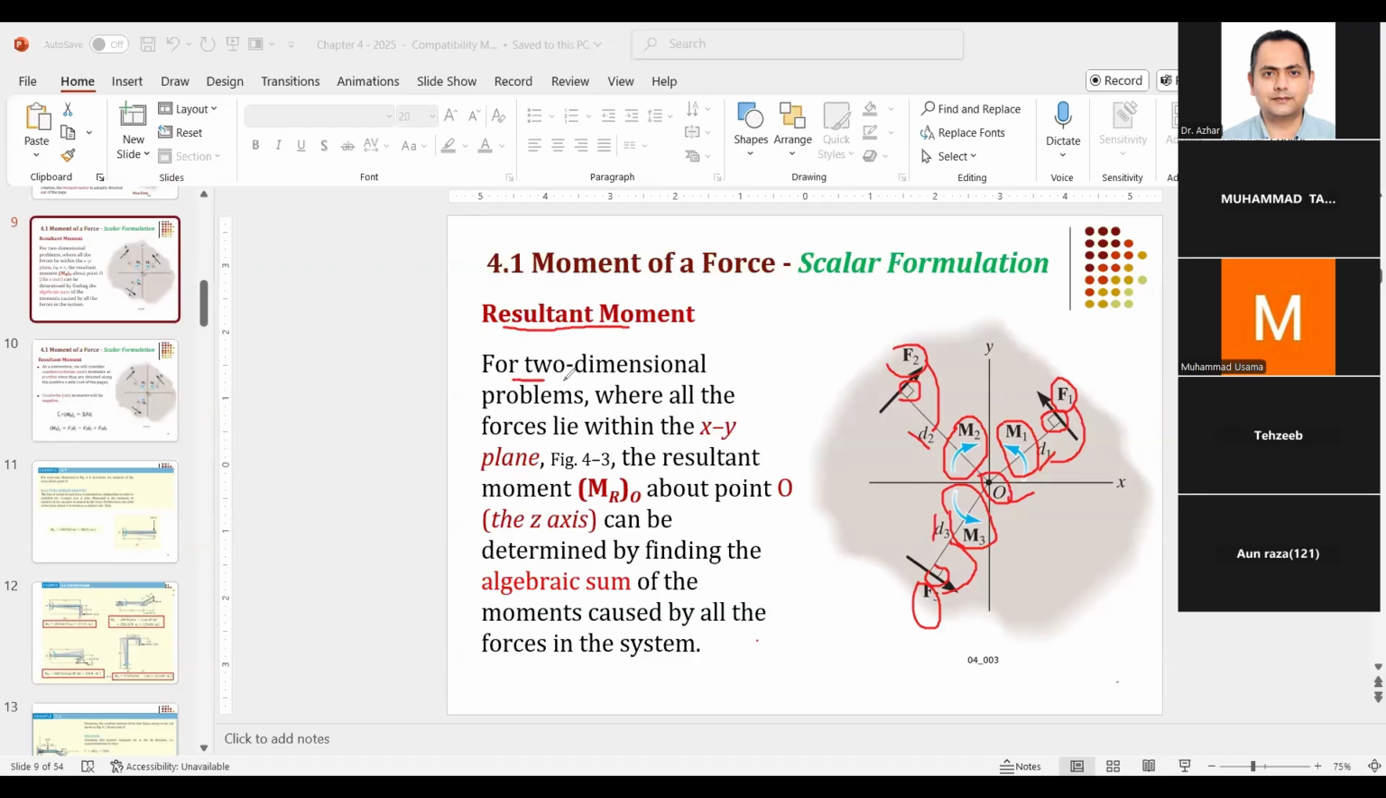Let me read this for you. For two-dimensional problems where all the forces lie in the xy plane, see, all three forces are lying in the xy plane. Okay, none of them is out of plane, so it's a 2D system. In the xy plane, the resultant moment MR about point O can be determined by finding the algebraic sum. So this is the underlying algebraic sum. Never miss the sign, positive or negative. Algebraic sum of the moment caused by all the forces in the system.